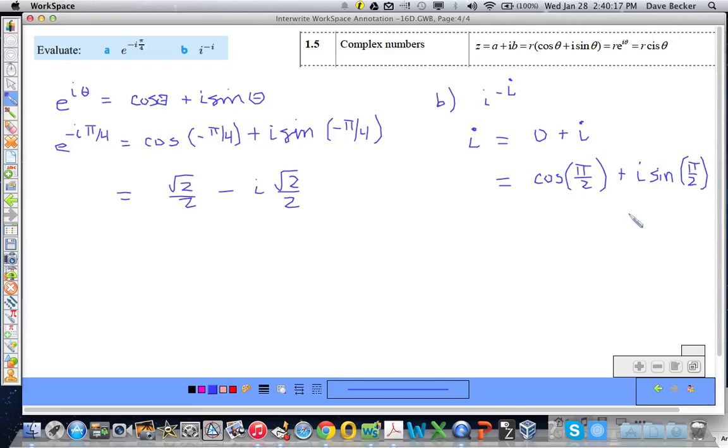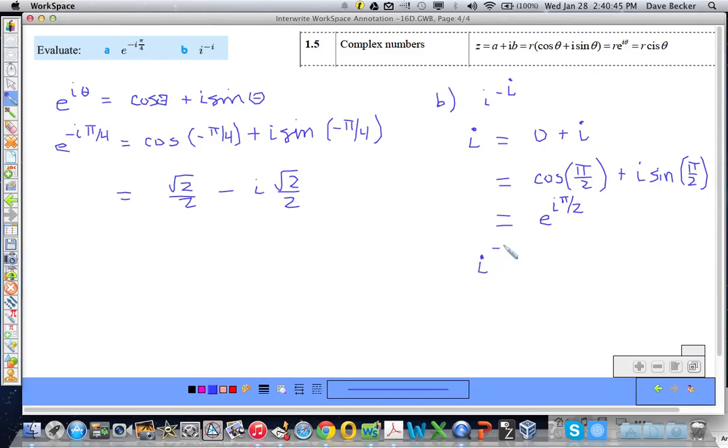Okay. So then that is equivalent to, by Euler's form, e to the i theta, or e to the i times pi over 2. That's a lot nicer and cleaner, well, I don't know if it's cleaner than cis pi over 2, but it's not too bad, e to the i pi over 2. So what about i to the negative i?